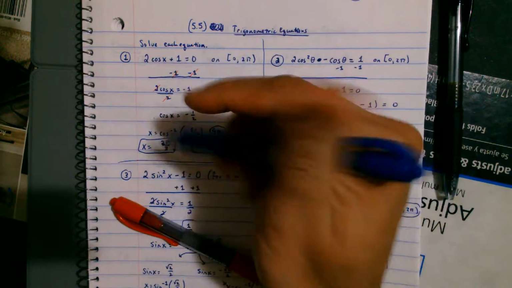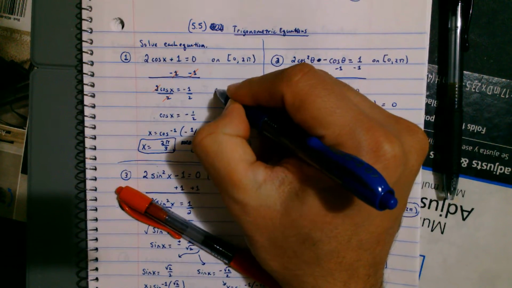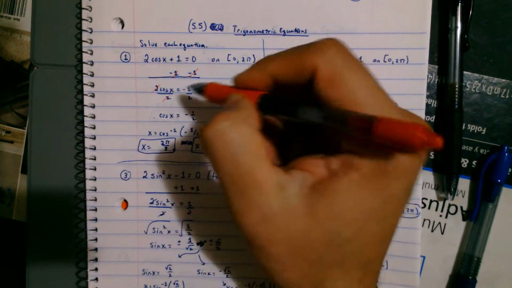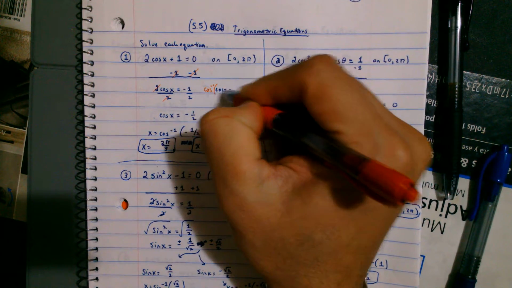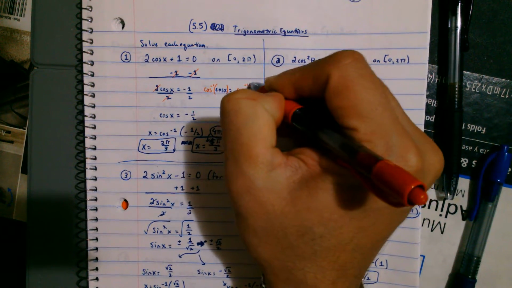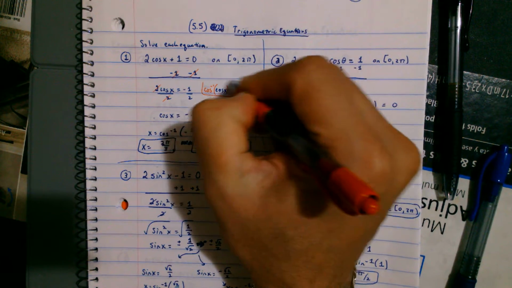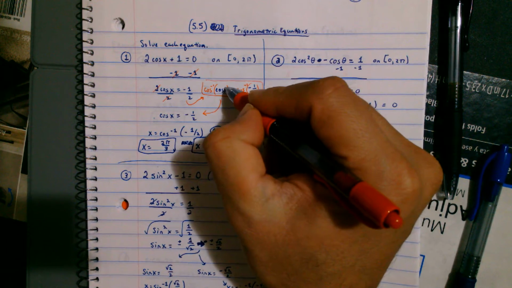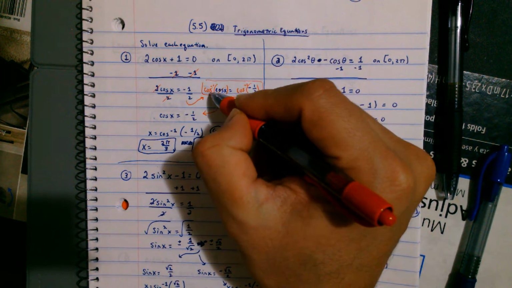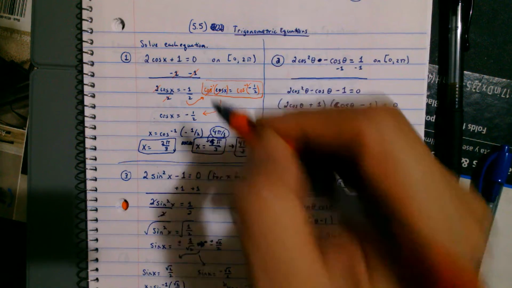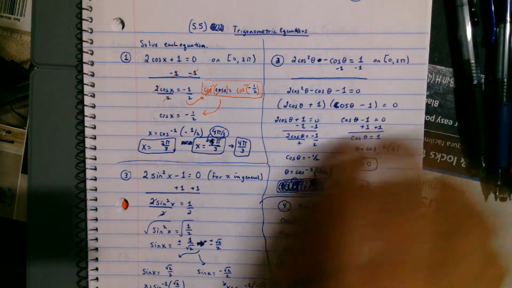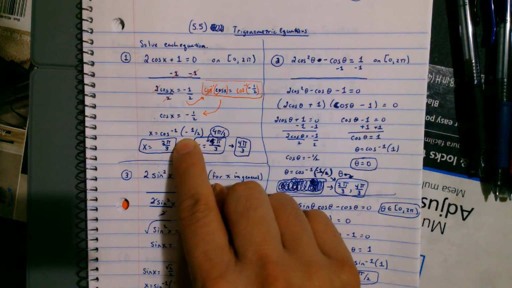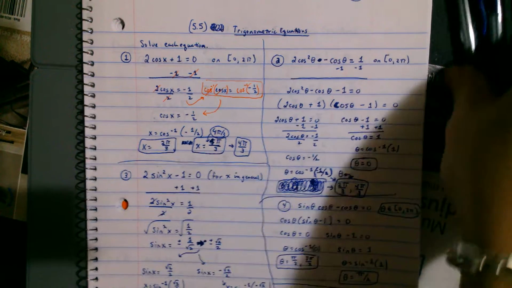Then you take cosine inverse, so that this can cancel. You're trying to get x by itself ultimately. Okay? So x equals cosine inverse of negative 1/2. So I go back to the training that we had with inverse trig.